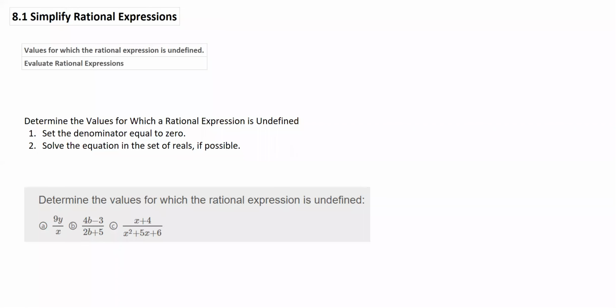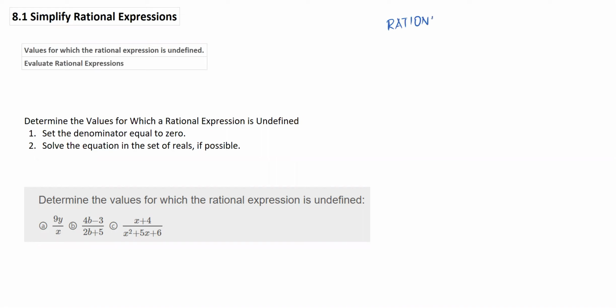Hello everyone, welcome to 8.1, Simplify Rational Expressions. We start off with chapter 8 here, and we're going to start it simple with rational expressions. The concept of rational expressions is something that you're familiar with, but you've not heard this word before. Okay, so let's start by understanding what rational stands for.